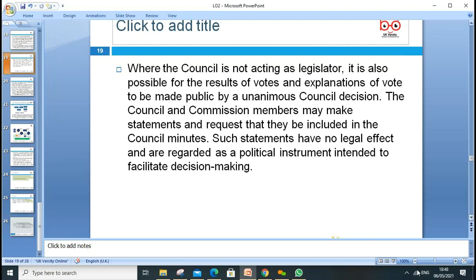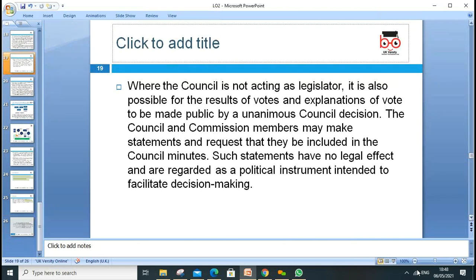Once the legal act is adopted, in other cases where the explanations of votes are not automatically published, they can be made public on request.